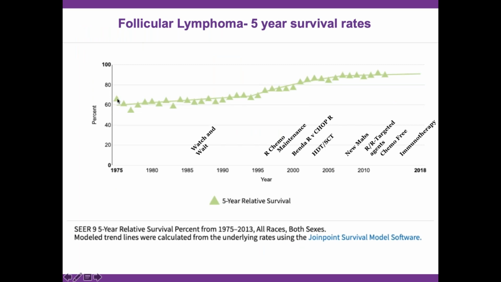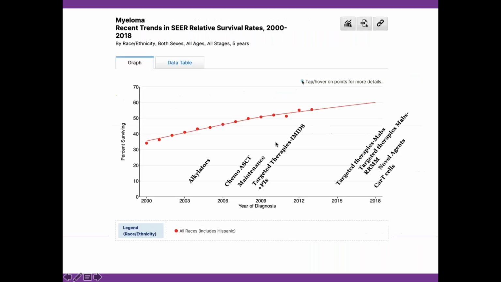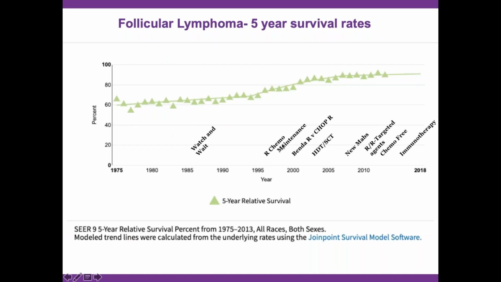Same here for follicular lymphoma. You can see the improvement in 5-year survival curves here. We have the study of Rituxan-based chemotherapy, randomized trials where, again, half the patients got Rituxan chemo and half didn't, showing significant improvements in outcome in those who got Rituxan chemo, and maintenance therapy afterwards, then new treatment with bendamustine, and then new monoclonal antibodies and new targeted agents and even new immunotherapy molecules that are only now starting to have an impact on survival.